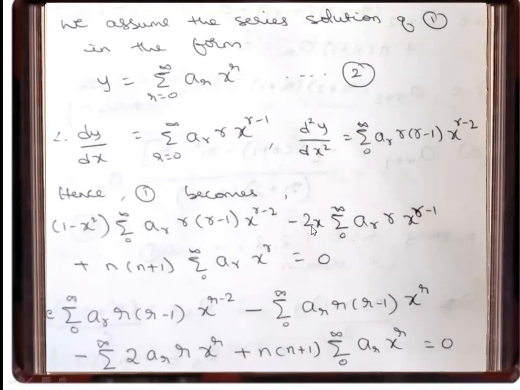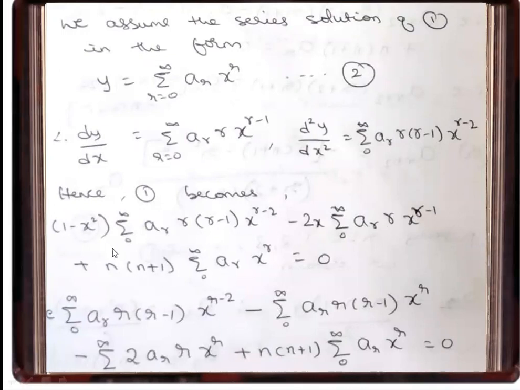Then next we shall multiply minus 2x to the summation. Then what happens? Minus summation of 2 into a suffix r into x into x to the power r minus 1. Again, bases are same, we can add its powers by laws of exponents, so that you get only x to the power r. 1 and minus 1 will get cancelled so that you get only x to the power r.